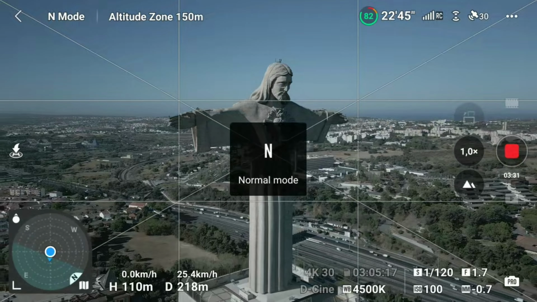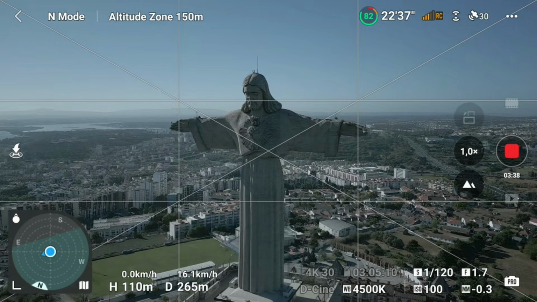For our next shot, we are going to do another orbit, but this time you just move left and rotate right at the same time.